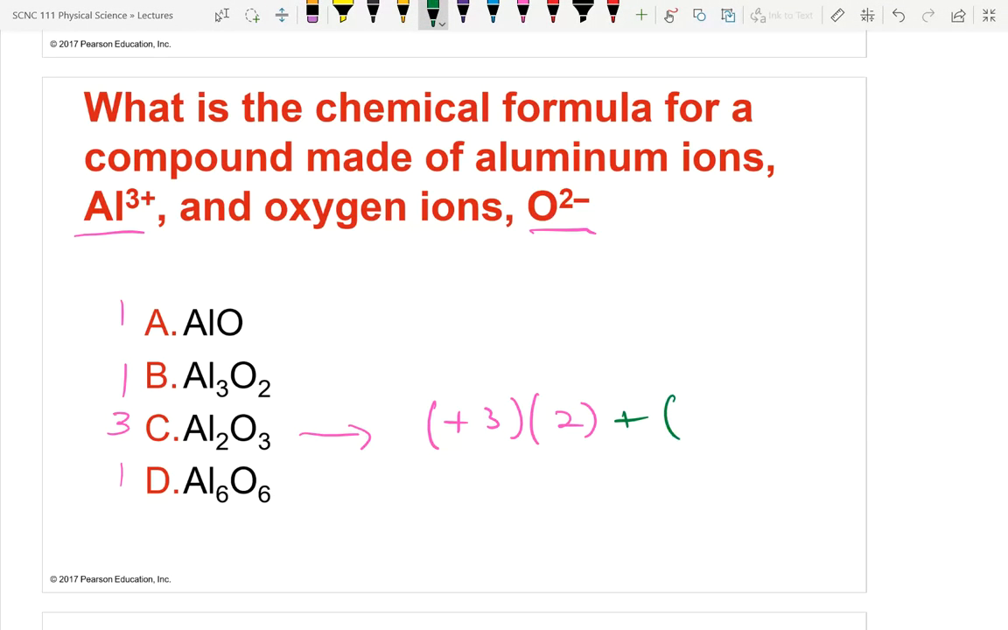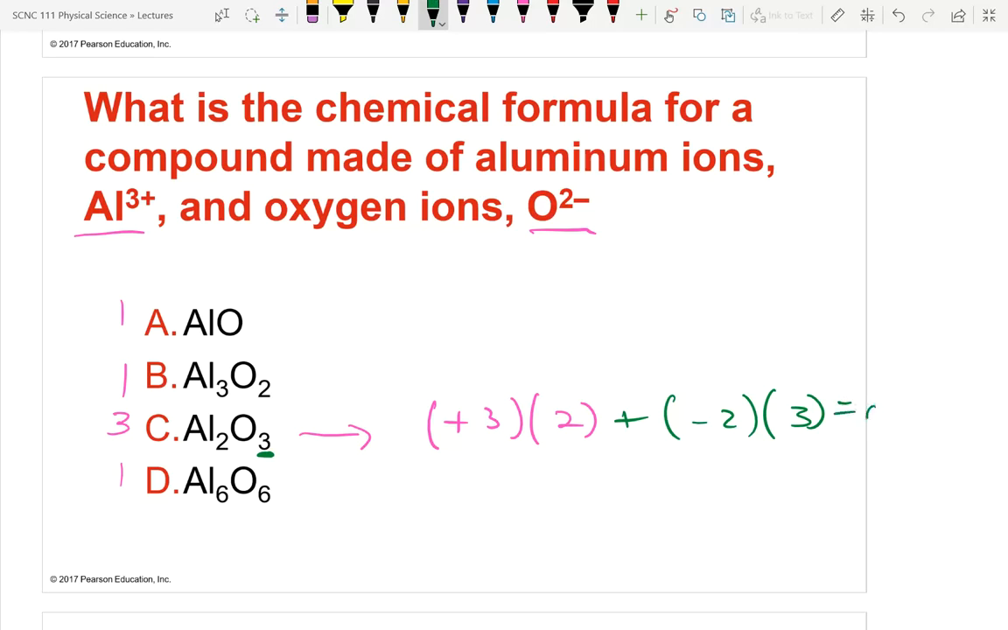What's the charge on the oxygen here? -2. And how many oxygens do I have in that formula? Not 1. There are 3 of them. That subscript tells me how many there are present. So that means I had 3 oxygens, 2 aluminums. So I had 3 times -2, 2 times +3. If I add that together, what's the total charge? 0. And so that's why that one was the correct answer.